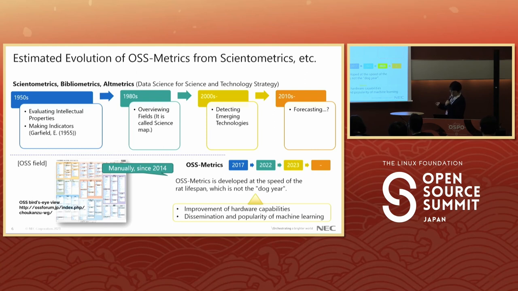The metrics of OSS rapidly catch up with metrics of science. The causes are improvement of hardware capabilities and popularity of machine learning. Now, I think OSS is at the stage of overviewing and detecting emerging technologies.